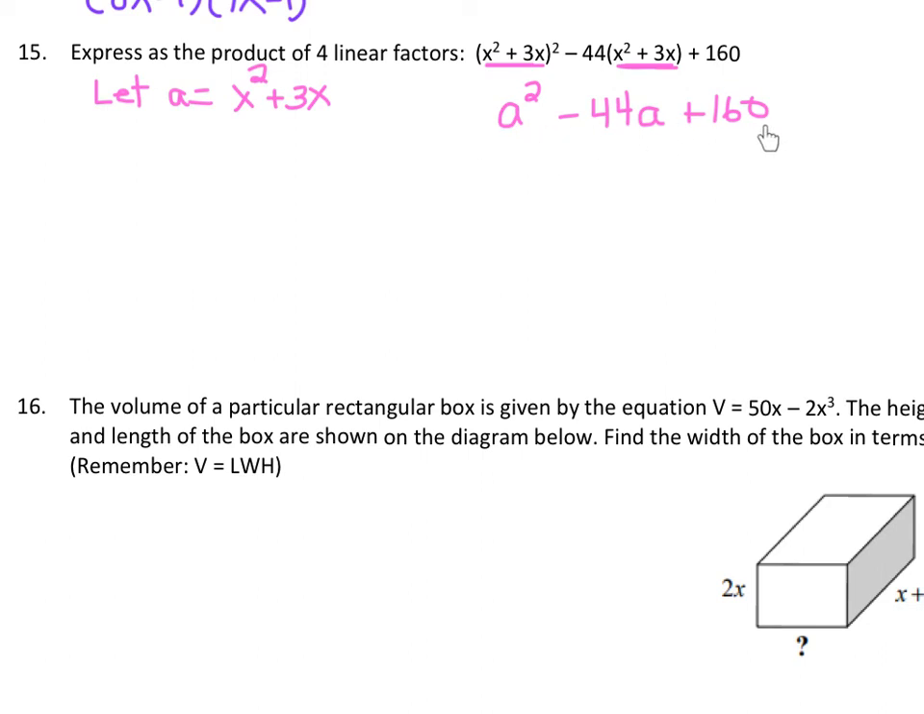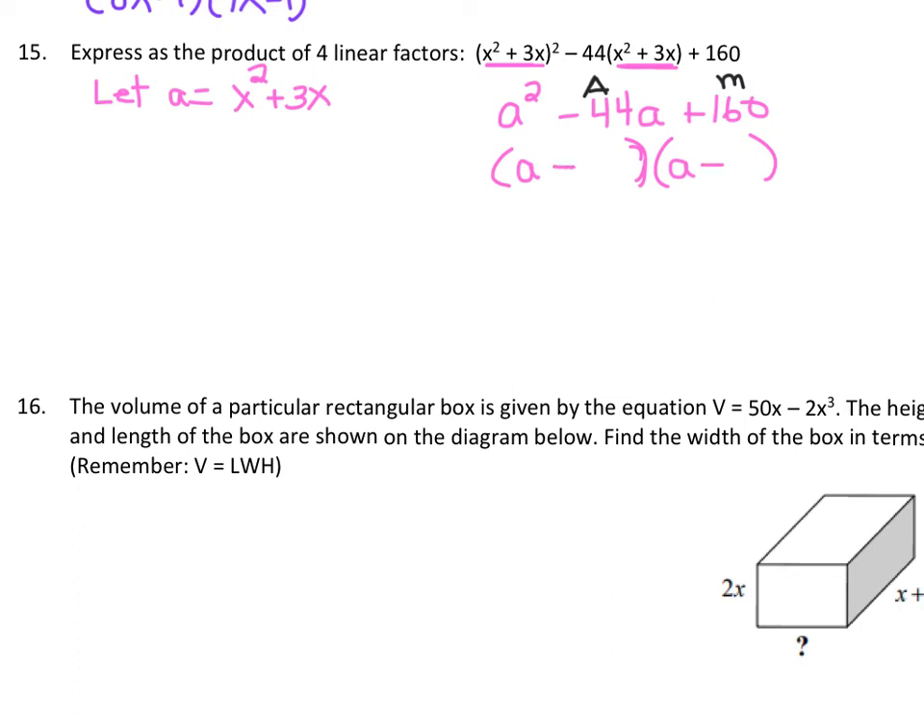Now this right here isn't so bad to factor. This is a trinomial where the leading coefficient is 1. So when that happens, we just set up 2 sets of parentheses. Since this is an a squared, I'm going to put an a in the first spot in each parenthesis. Then we're coming up with two numbers that multiply to 160 and add to -44. If they multiply to a positive, they have the same sign, so it's either plus plus or minus minus. Since they add to a negative, it has to be minus minus.